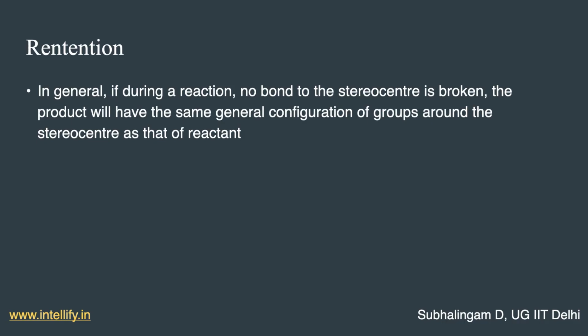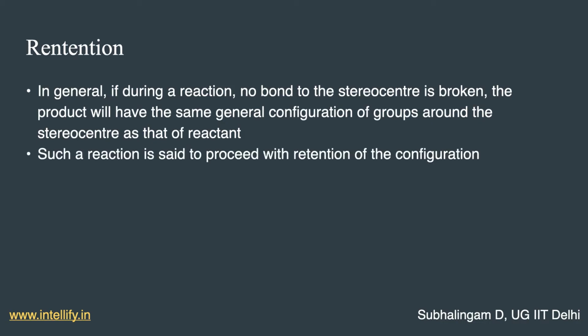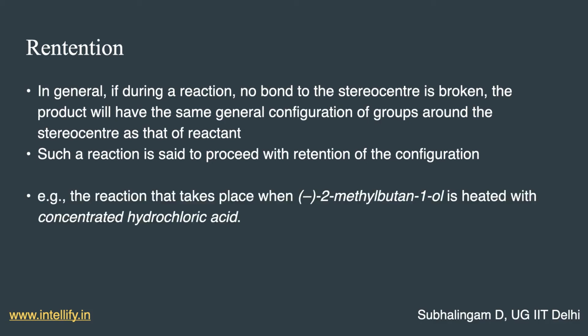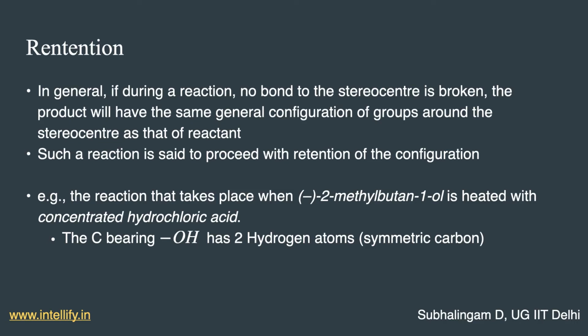In general, if during a reaction no bond to the stereocenter is broken, the product will have the same general configuration of groups around the stereocenter as that of the reactant. Such a reaction is said to proceed with retention of configuration. Example, the reaction that takes place when minus 2-methylbutan-1-ol is heated with concentrated hydrochloric acid. Also observe that the carbon bearing the OH group has 2 hydrogen atoms and the carbon is symmetric.